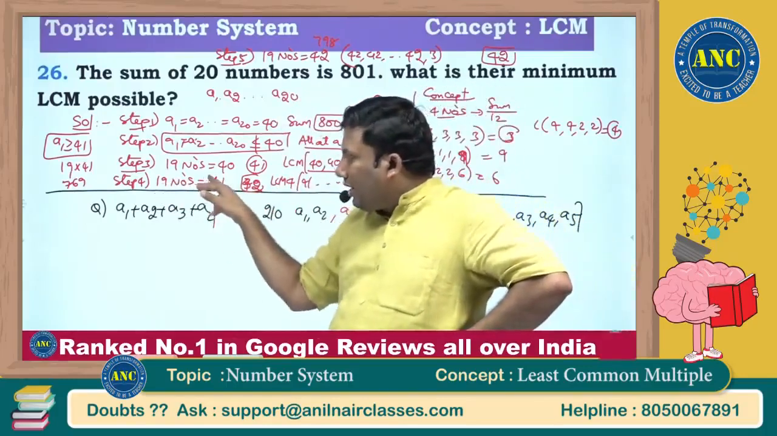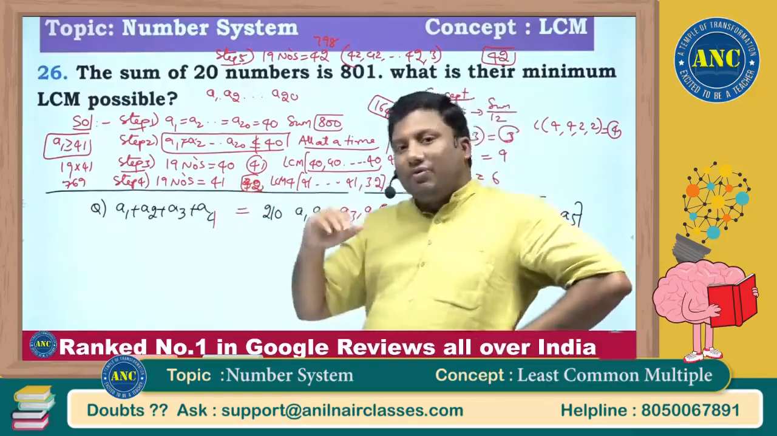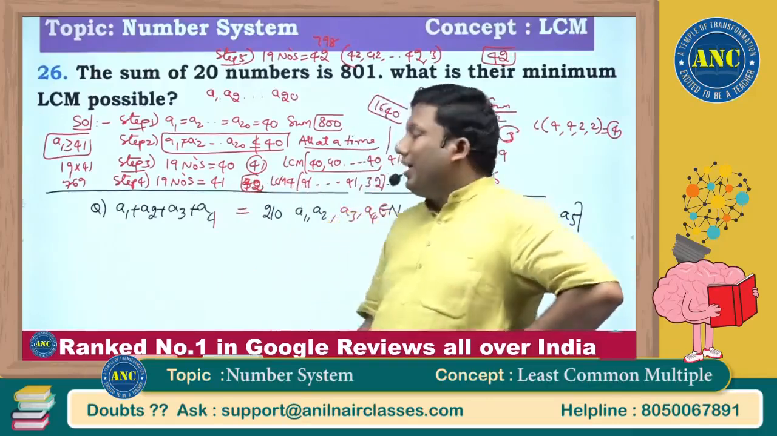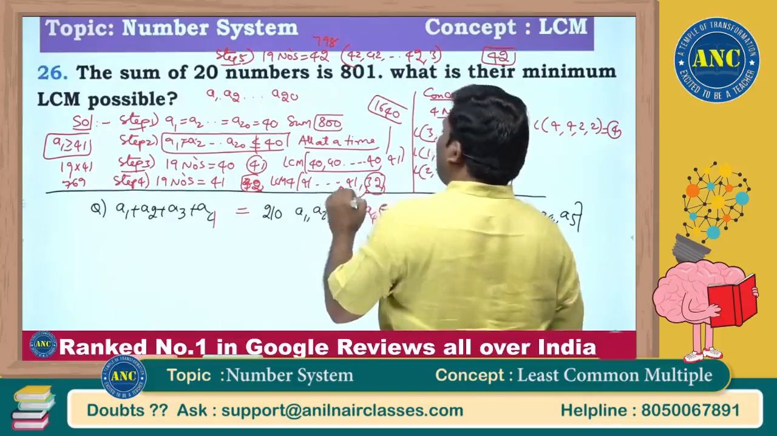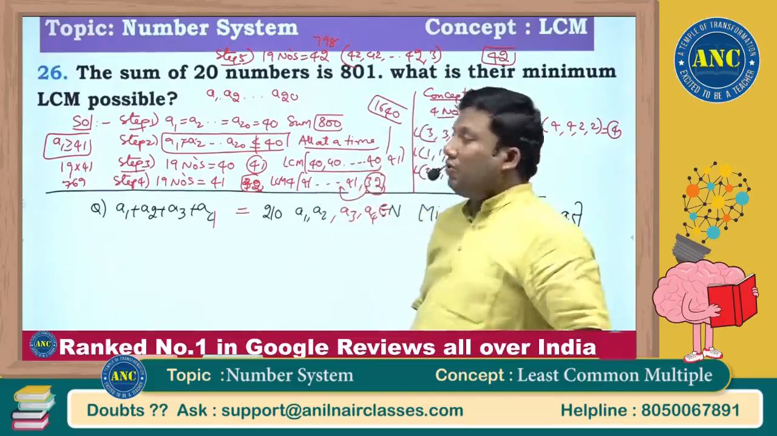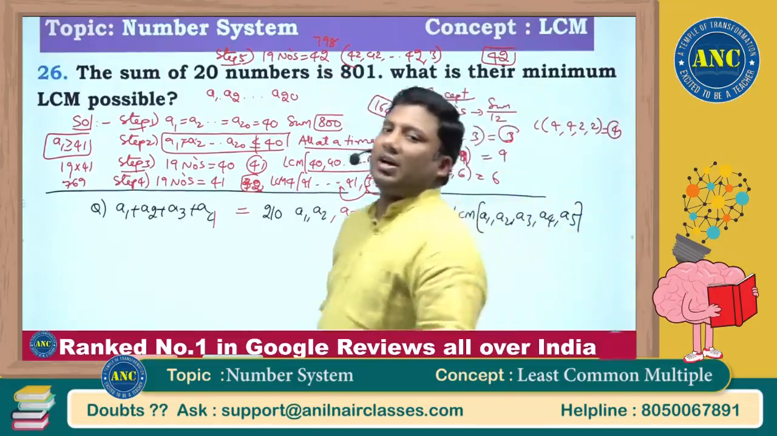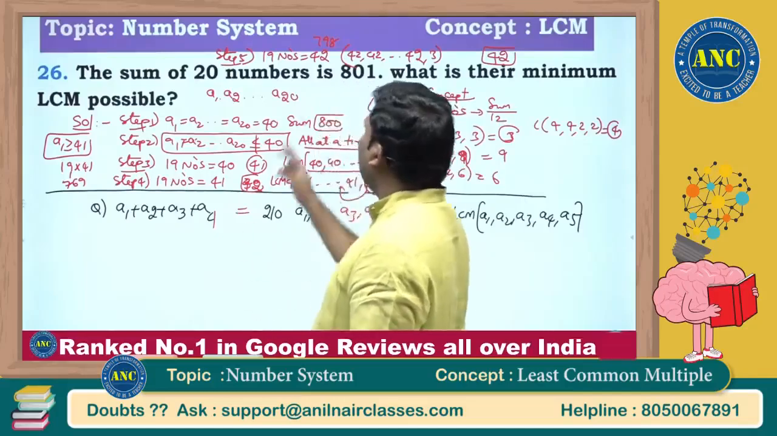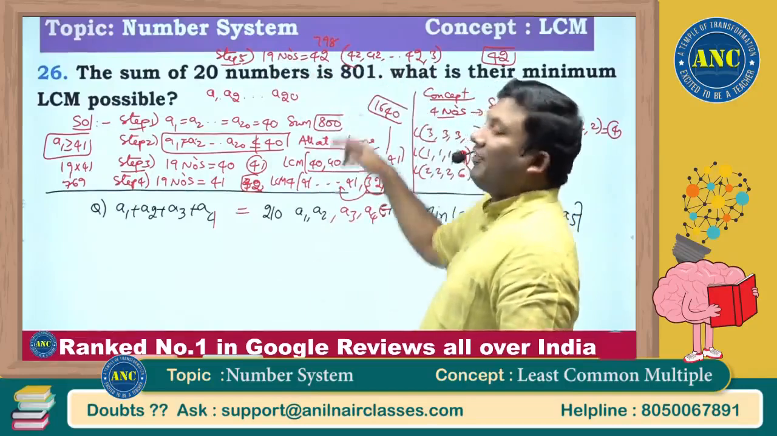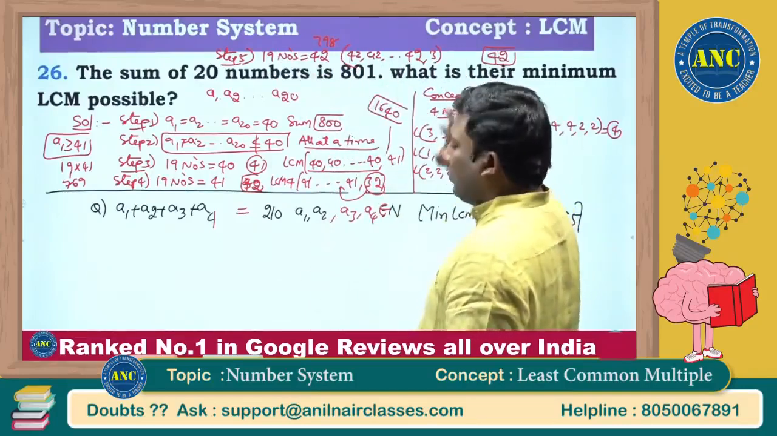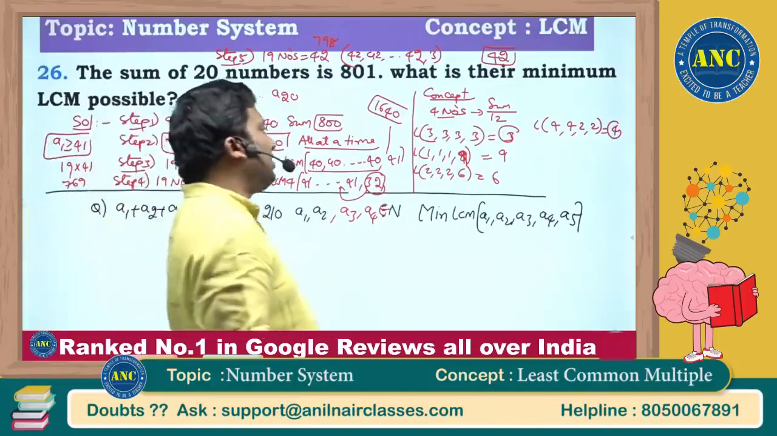Suppose I take 19 numbers of 41. The remaining is 32. 32 and 41 are again co-primes. I want this number to be a factor of that number so that the LCM gets reduced. So I took 19 numbers of 42. 19 42s are 798. The remaining number is 3 because there are 20 numbers in total. 3 is a factor of 42. The LCM of these 20 numbers is 42. Beautiful question. Please make a star mark on it.